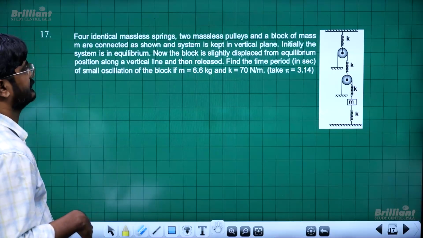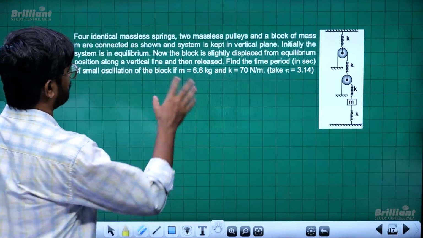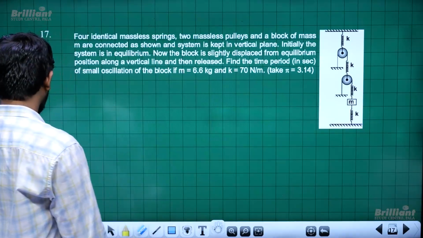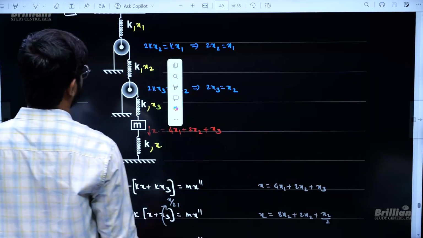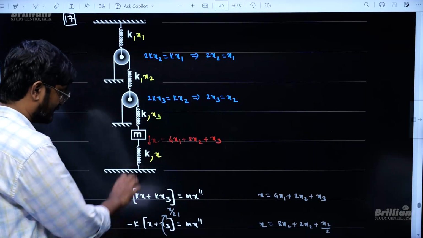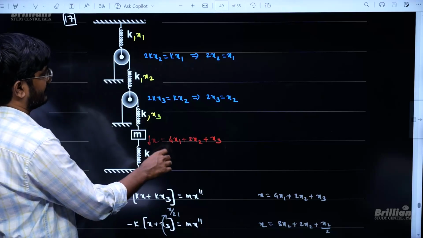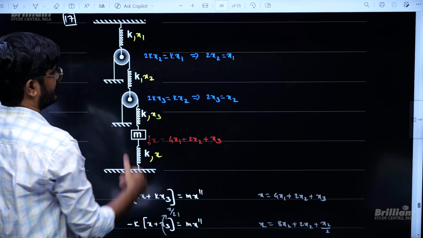4 identical massless springs, 2 massless pulleys. So, basically it is going to perform SHM. You need to calculate what is the time period. So, when you disturb it and it is oscillating, let me say it went down by distance x. If it went down by distance x, the spring is going to compress by x. Now, there will be elongations in this spring. So, I am calling this x1 elongation, x2 elongation, x3 elongation.